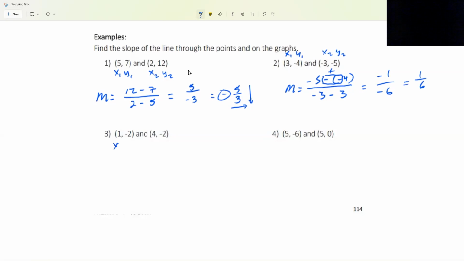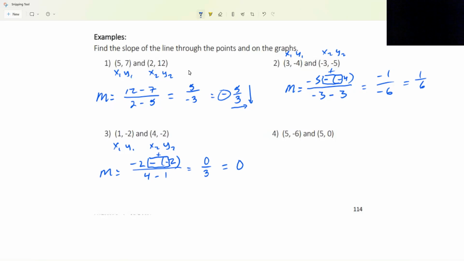So when you're looking at number 3, do the same thing. x1, y1, x2, y2. Negative 2 minus negative 2 over 4 minus 1. When you do that, that's going to be added. So negative 2 plus 2 is 0. 4 minus 1 is 3. So you're going to end up with 0 divided by 3, which is 0. So this is a horizontal line these points are on.